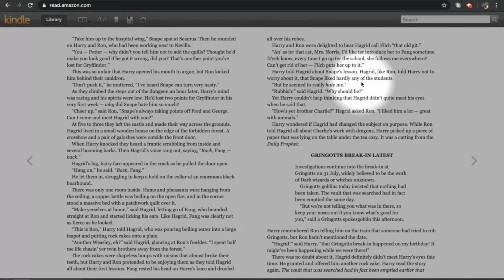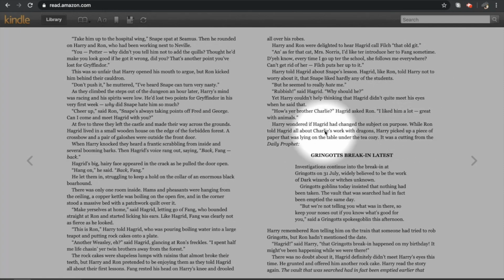Harry said that Snape liked hardly any of the students, but he seemed to really hate me. Rubbish, said Hagrid. Why should he? Yet Harry couldn't help thinking that Hagrid didn't quite meet his eye when he said that. How's your brother Charlie? Hagrid asked Ron. I liked him a lot. Great with animals. Harry wondered if Hagrid had changed the subject on purpose.